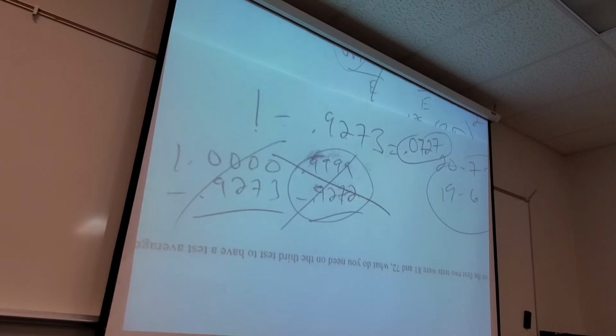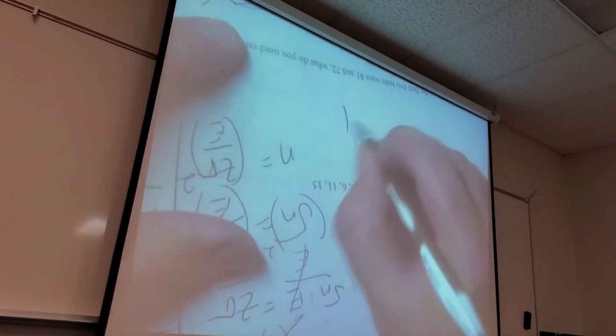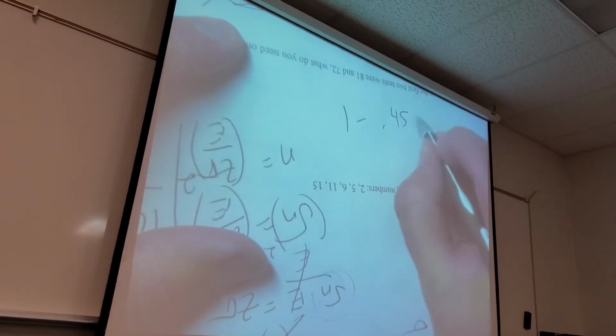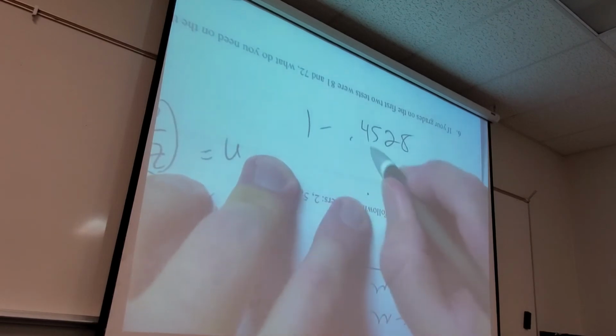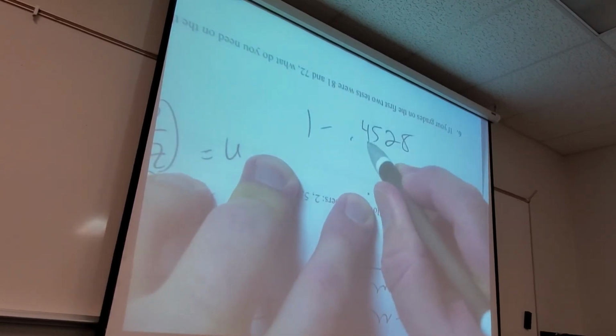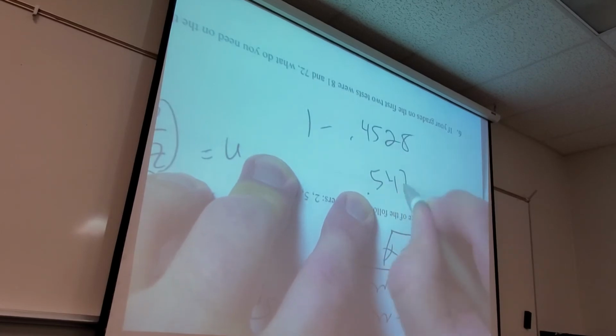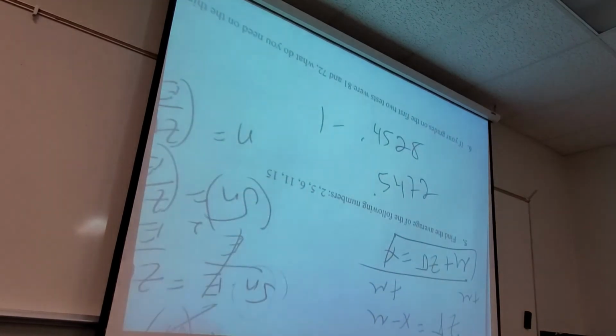I don't know if you guys are with me. Again, you're going to be able to use your calculator all the time, but we're going to be doing that kind of thing a lot, and it's actually quicker to do that in your head than to get into the calculator. So you turn everything to 9 except for the last one, it's 10. So if I did 1 minus 0.4528, that would be 0.5472. Done.